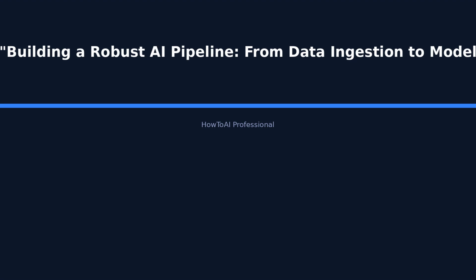Data ingestion. Let's break down the first step: data ingestion. This is the stage where you gather the data needed for your model. Depending on your project, this data can come from various sources, including databases, APIs, web scraping, or even sensor data from IoT devices.